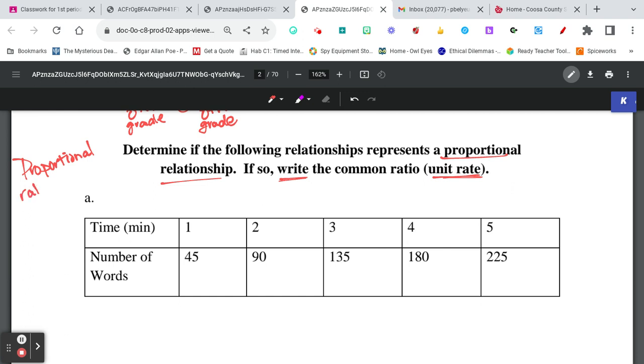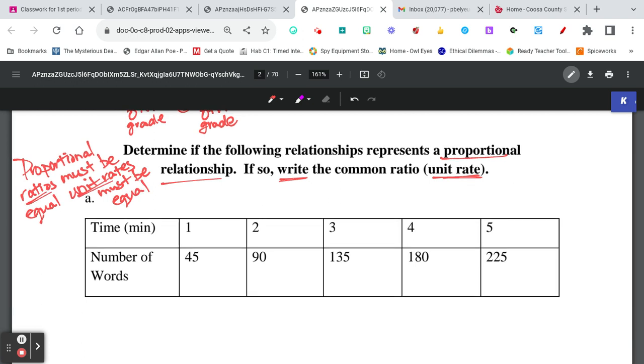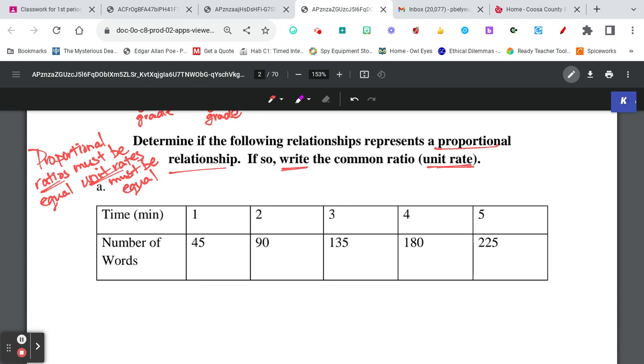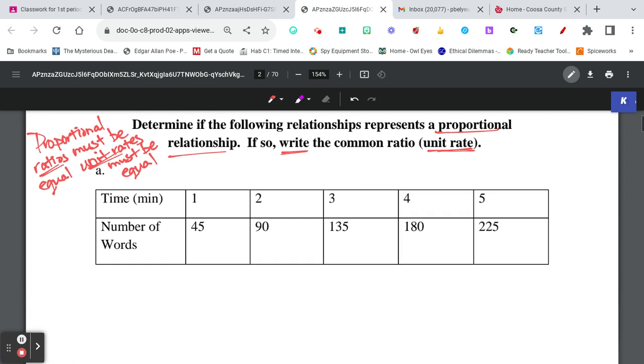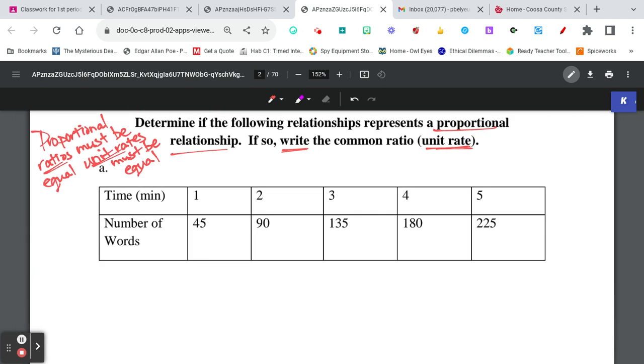So to see if they're proportional, my ratios have to be what? Which just means they must be equal. And that ratio is what you get when you divide your dependent by your independent, which means your unit rates must be equal, because those ratios make the unit rate, okay? Heads up, guys. If those unit rates are not equal, we say it's not proportional, right? Because we're not getting the same thing all the time.